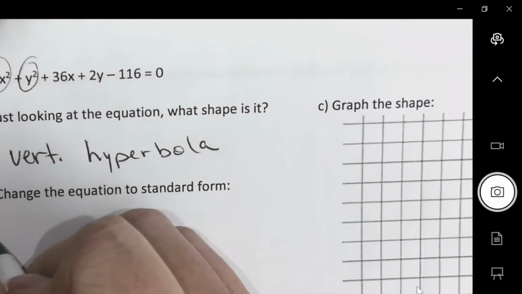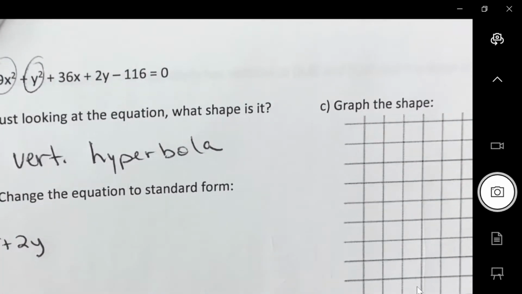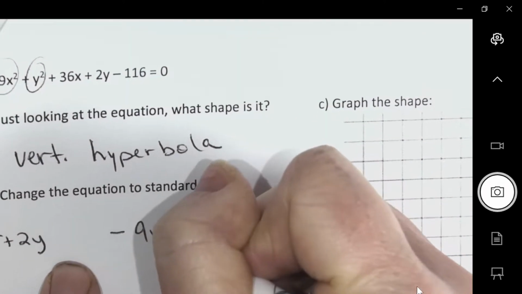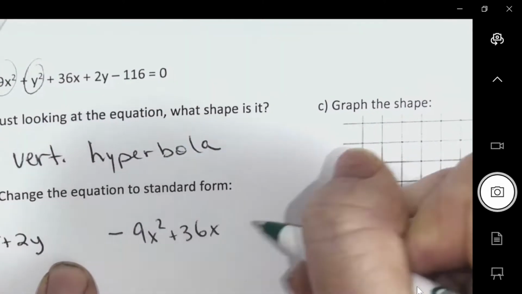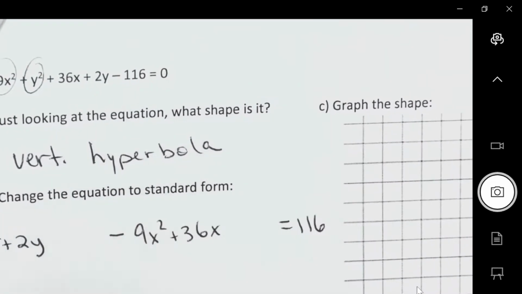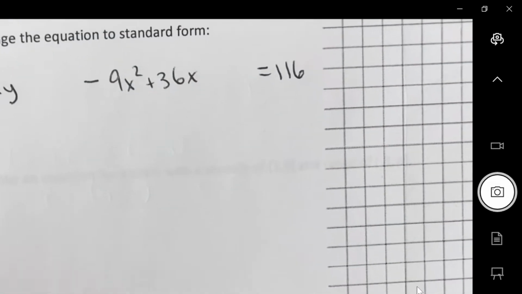Okay, I'm going to put my y's first. So y squared plus 2y. That group first. And then space, and then my x stuff. And move the 1/16. Okay, are you okay that I switched the order of the x and the y because I like my positive first?